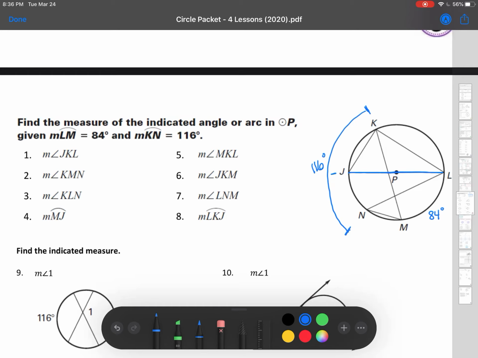I guess we could figure out how big it is from J to M, right? If this chunk is 84 right here, how far would it have to be from J to M? That whole side is 180, so what does that leave us with? 96 degrees from J to M?